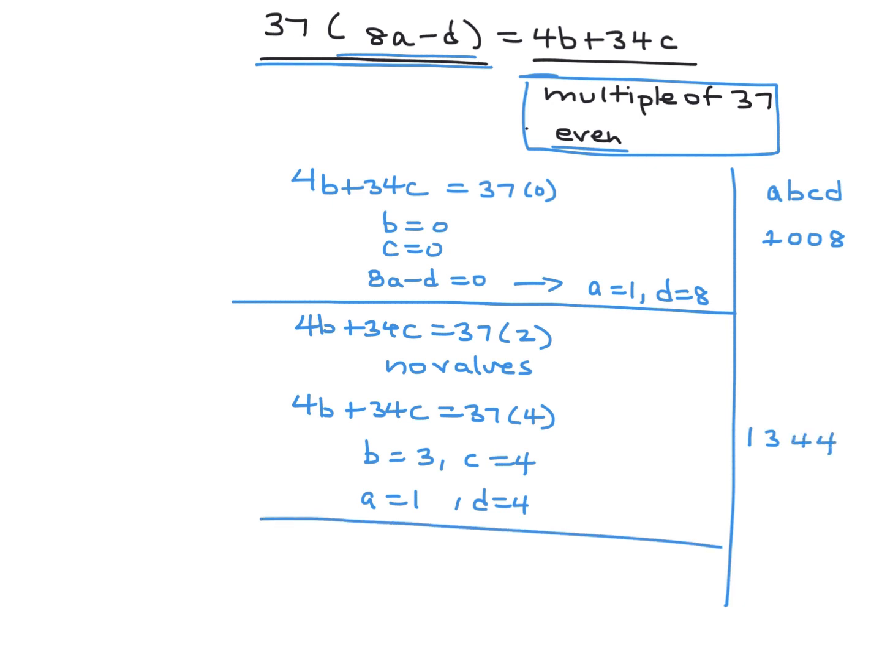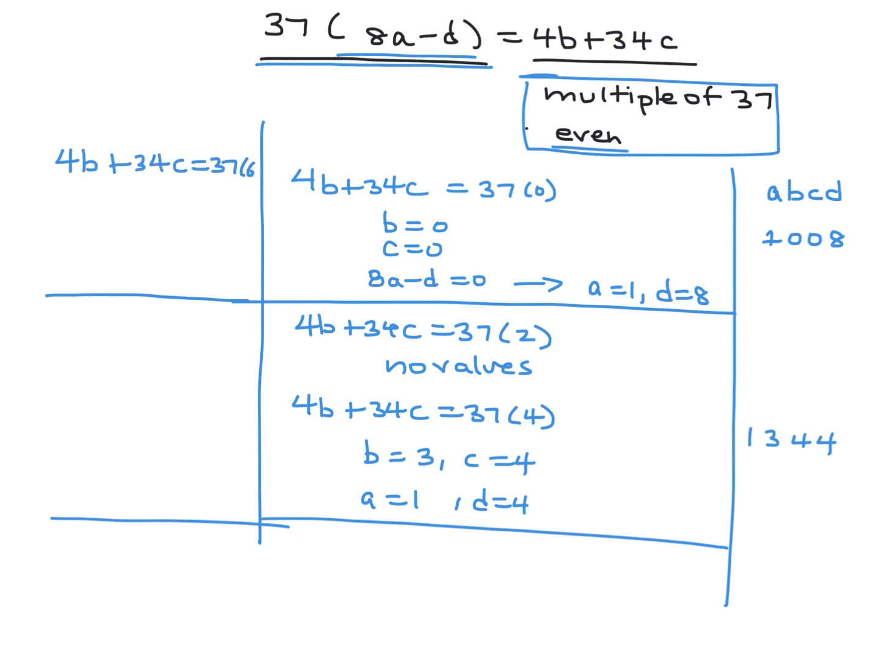Okay, so hopefully you're getting the hang of this. Next one is 4B plus 34C is equal to 37 times 6. And that one, I'll save you the trouble. There's no values for which we get integer solutions. And then the next one, 4B plus 34C is 37 times 8. That one gives B equal to 6 and C equal to 8.